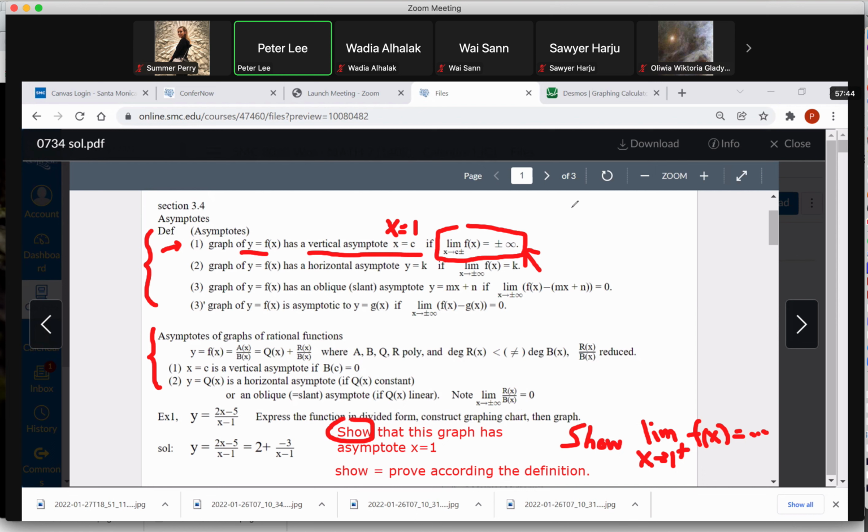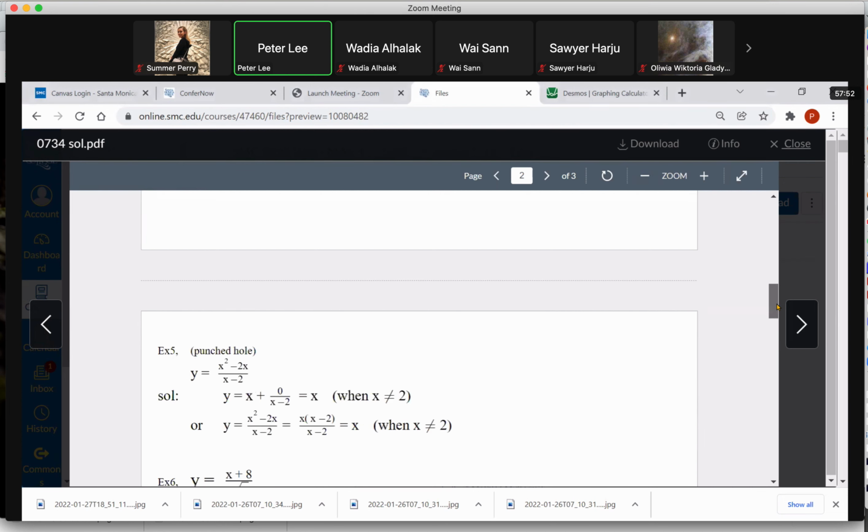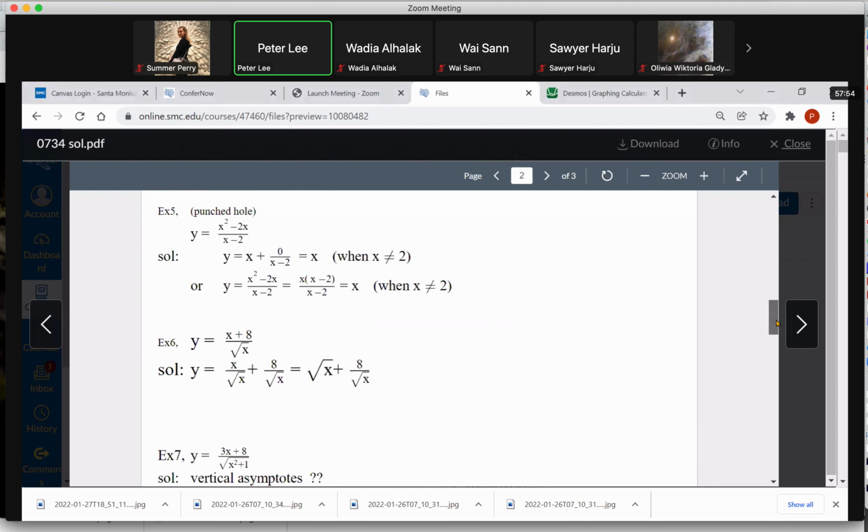Okay. All right. So let me save and then clear. Now let's look at example 5. Example: y equals x squared minus 2x over x minus 2. So when you divide, this is what we get. Then note that the denominator becomes 0, and then it becomes x, but this is when x is not 2.